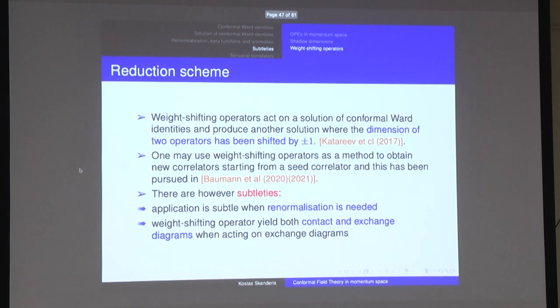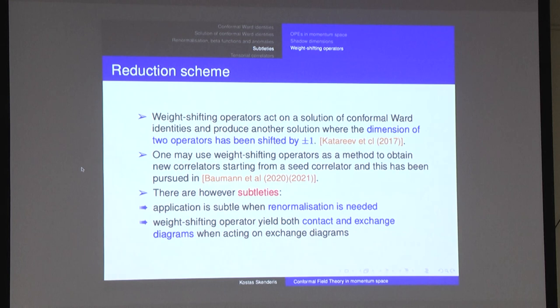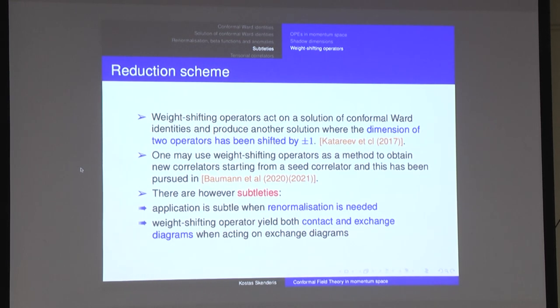Finally, weight shifting operators. This is a fairly recent development, going back to 2017 by Simon Duffin and collaborators. They had a general abstract discussion that you can construct operators that allow you to generate new solutions of the conformal Ward identities from old ones. And when you do that, you shift the dimension of the operators by plus minus one. This construction has been used by the cosmological bootstrap community as a solution generating method. So if you start from a specific seed correlator, which is easy to compute, then you can obtain other ones by acting with those.